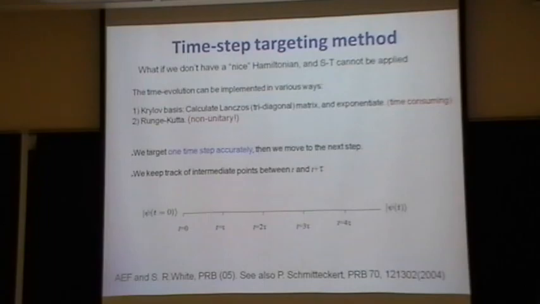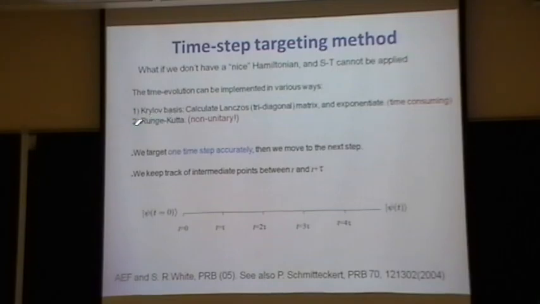So we have to come up with a different approach, and this approach is basically to go back to the original proposal by Cazalilla and Marston: evolve the system by solving the time-dependent Schrödinger equation with some numerical integration. This numerical integration can be implemented in various ways, and there have been many proposals after this paper. One is to do the decomposition of the evolved vector in the Krylov basis. So you calculate the Lanczos tridiagonal matrix, and then you exponentiate this matrix, for instance. This was also proposed by Peter Schmitteckert.